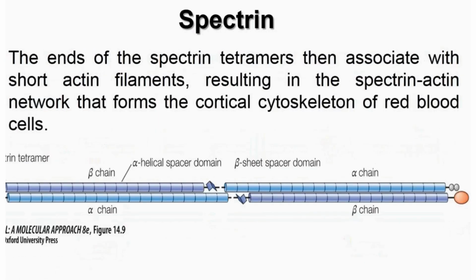The ends of the spectrin tetramers then associate with short actin filaments. This results in spectrin-actin network, and this spectrin-actin network forms the cortical cytoskeleton of the RBCs.